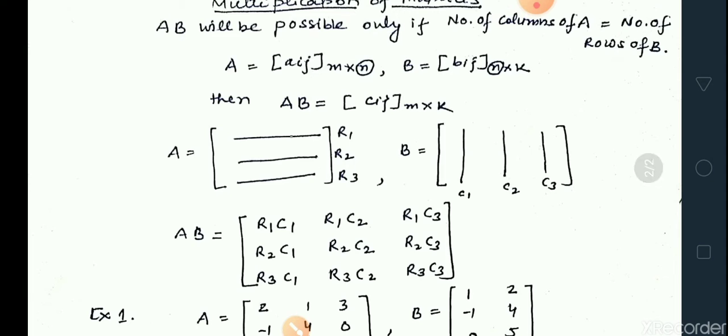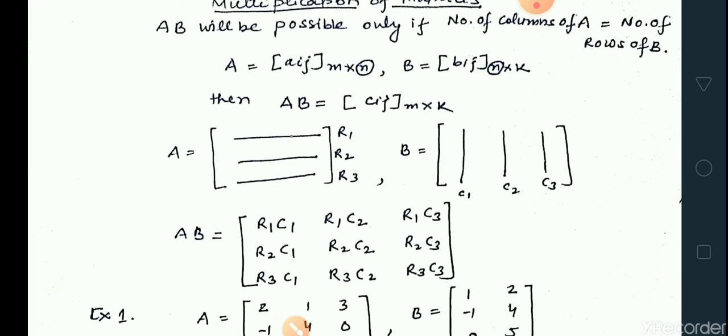the number of rows of B. Means the number of columns of A must be equal to the number of rows of B. Means there is nothing to do with the number of rows of A and nothing to do with the number of columns of B. The only thing that matters is that the number of columns of A should be equal to the number of rows of B.